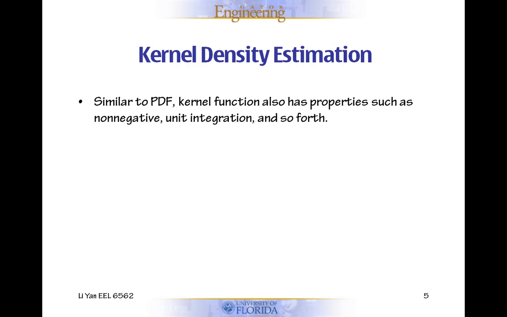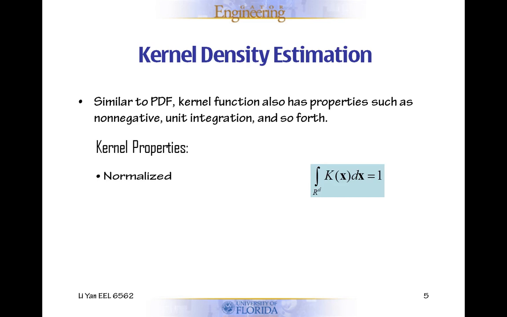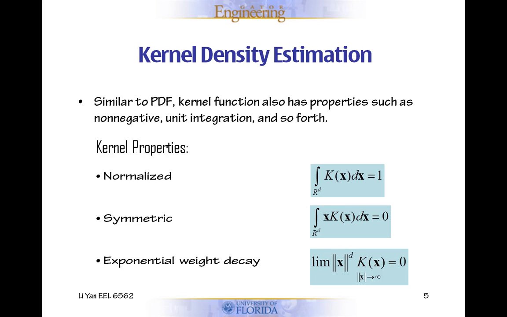As the mean shift method is a kernel-based tracking method, it uses kernel density estimation. Similar to a probability density function, a kernel function also has properties such as non-negativity, unit integration and so forth. First, the kernel function is normalized, second, the kernel function is symmetric, and third, the kernel function is also exponentially weight decaying.